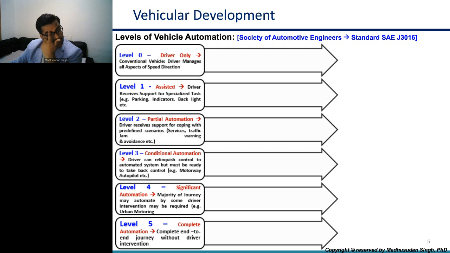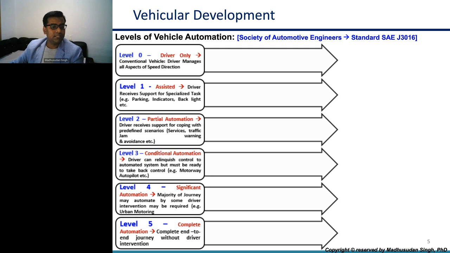Currently they are working on level 3, which is conditional automation. The driver can hand control to the automated system but must be ready to take back control, for example motorway autopilot. So we can say we are currently at the level 3 stage. Some vehicles provide these conditional automation features, but we still have to work toward level 4 and level 5.